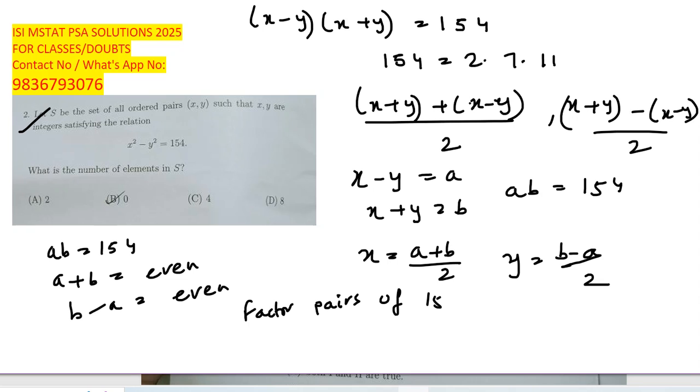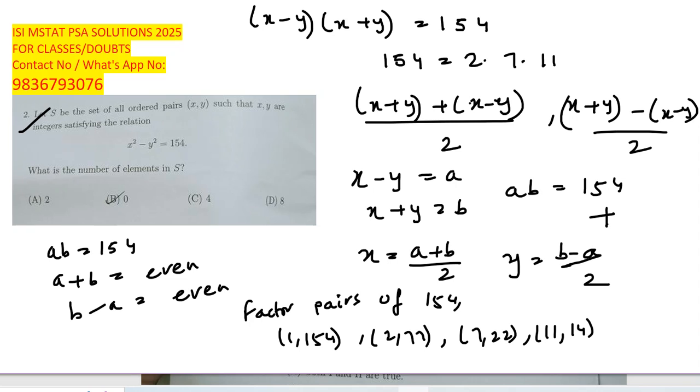The factor pairs of 154 are 1 and 154, 2 and 77, 7 and 22, 11 and 14, and they can also be negative. So if we count the total distinct integer solutions, for positive we have 4 pairs and for negative we have 4 pairs. So we have to check the parity.